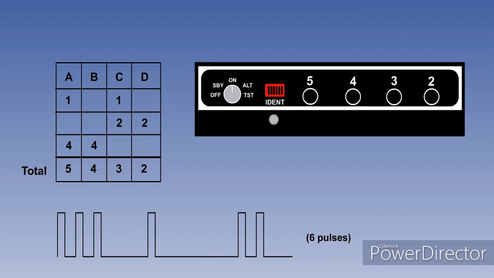If the transponder number required was 5, 4, 3, 2, the number 5 would be made up of 2 pulses, A1 and A4. The 4 would be 1 pulse, B4. The 3 would be made up of C2 and C1, and the 2 would be 1 pulse, D2. This means that 6 information pulses would be used, and the other 6 would be suppressed.